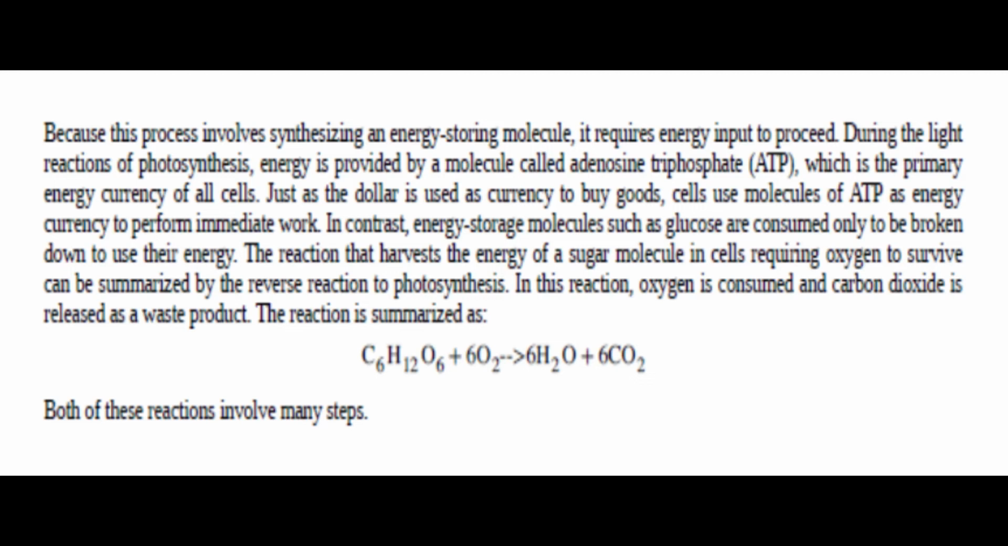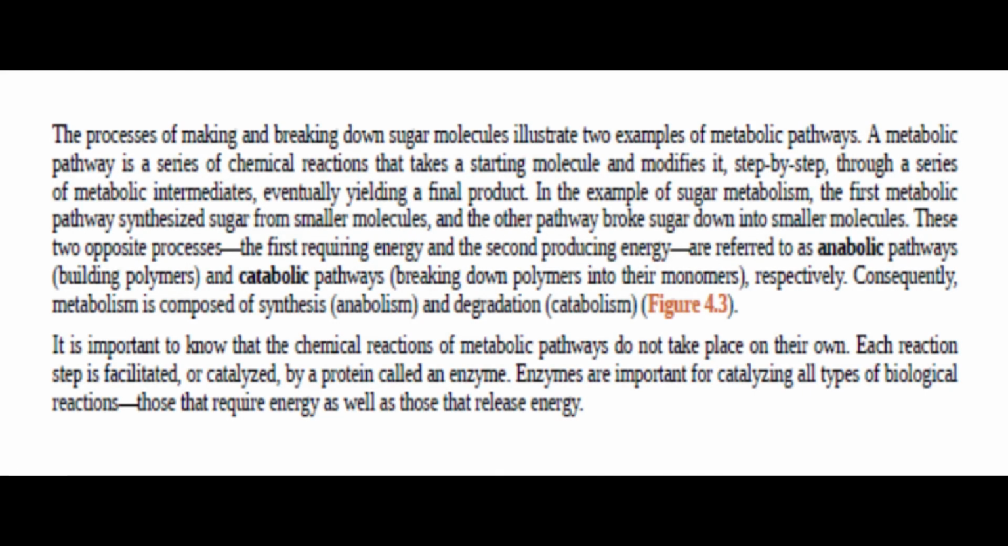Both of these reactions involve many steps. The processes of making and breaking down sugar molecules illustrate two examples of metabolic pathways. A metabolic pathway is a series of chemical reactions that takes a starting molecule and modifies it step by step through a series of metabolic intermediates, eventually yielding a final product. In the example of sugar metabolism, the first metabolic pathway synthesized sugar from smaller molecules, and the other pathway broke down sugar into smaller molecules.